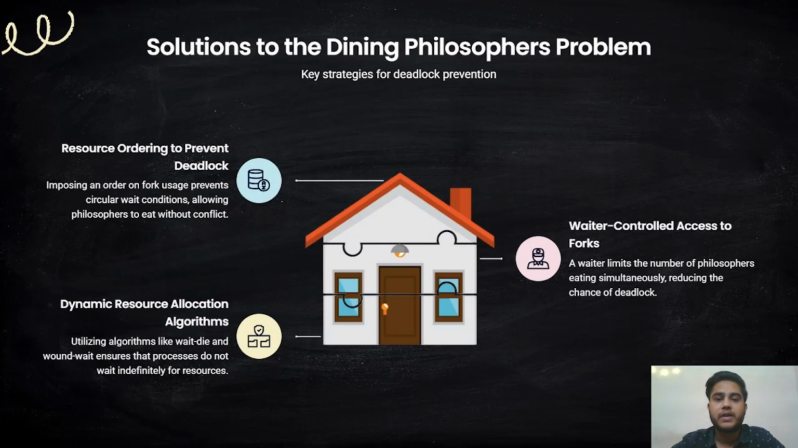Solutions to the Dining Philosophers Problem: resource ordering to prevent deadlock. Imposing an order on fork usage prevents circular wait conditions, allowing philosophers to eat without conflict. Waiter controlled access to forks: a waiter limits the number of philosophers eating simultaneously, reducing the chances of deadlock. Dynamic resource allocation algorithms: utilizing algorithms like wait-die and wound-wait ensures that processes do not wait indefinitely for resources.